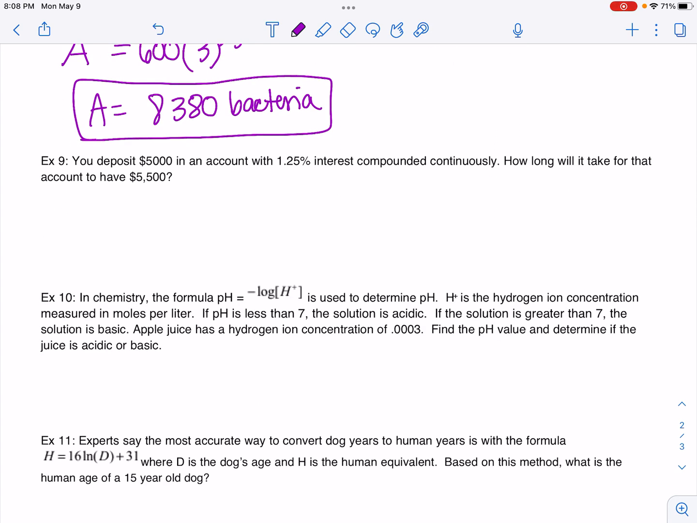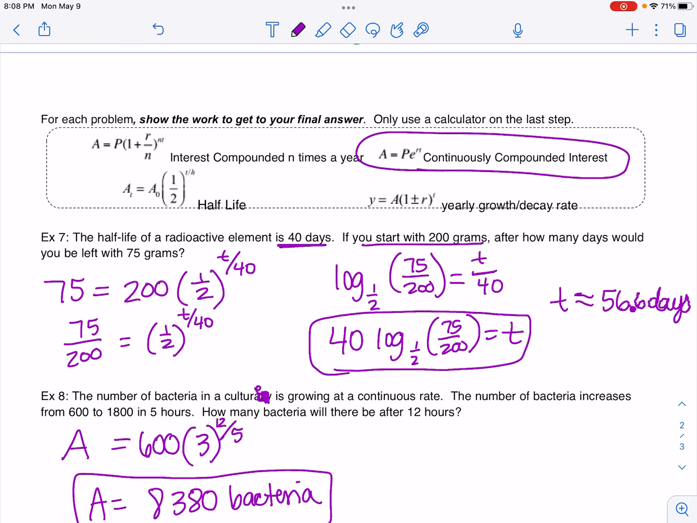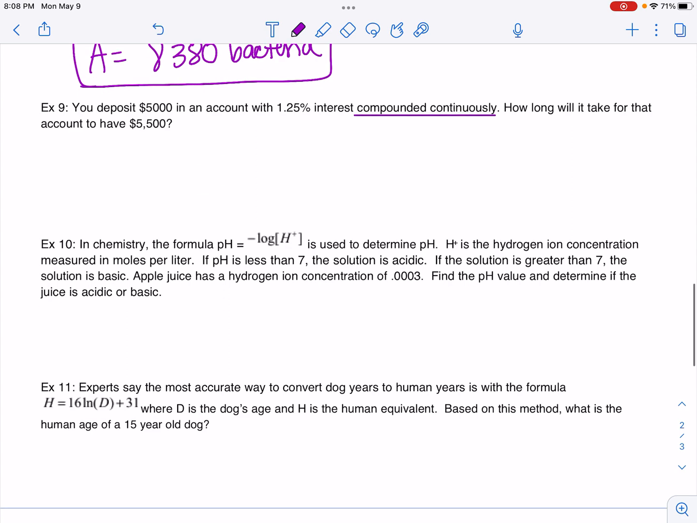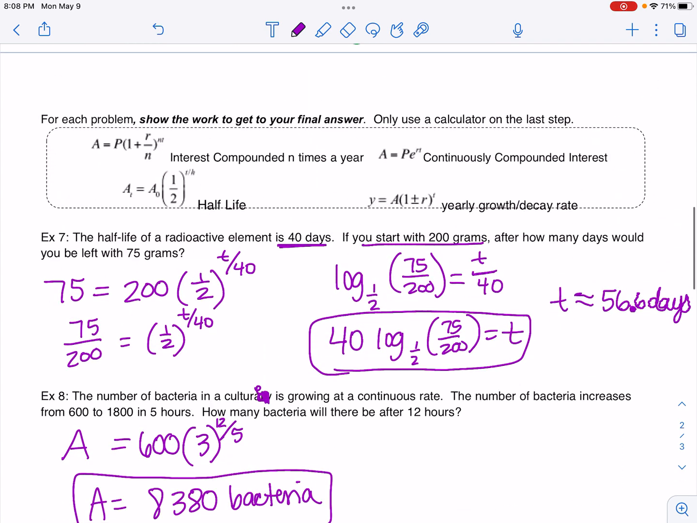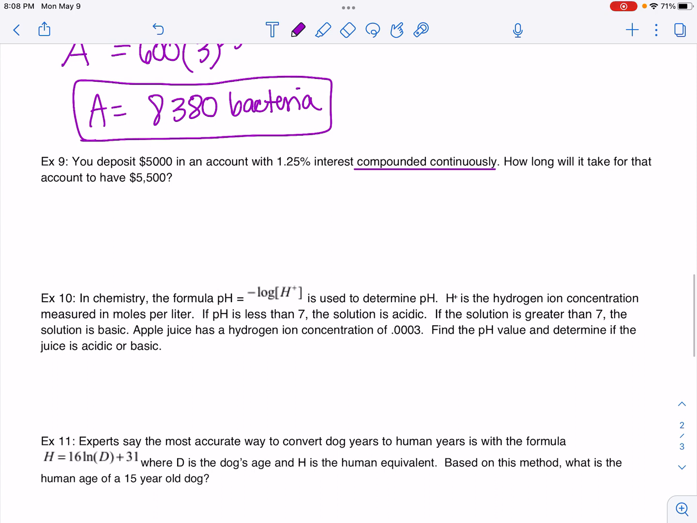Example 9, you deposit $5,000 in an account with 1.25 interest compounded continuously. So now we know we're using this formula right there. Okay, PERT. Sometimes we call that PERT, principal e to the RT, PERT. How long will it take for that account to have 5,550?